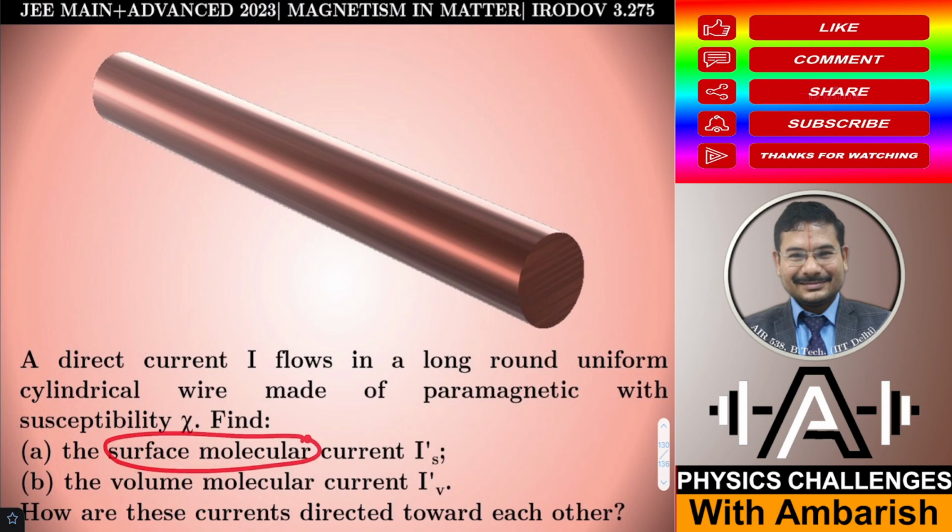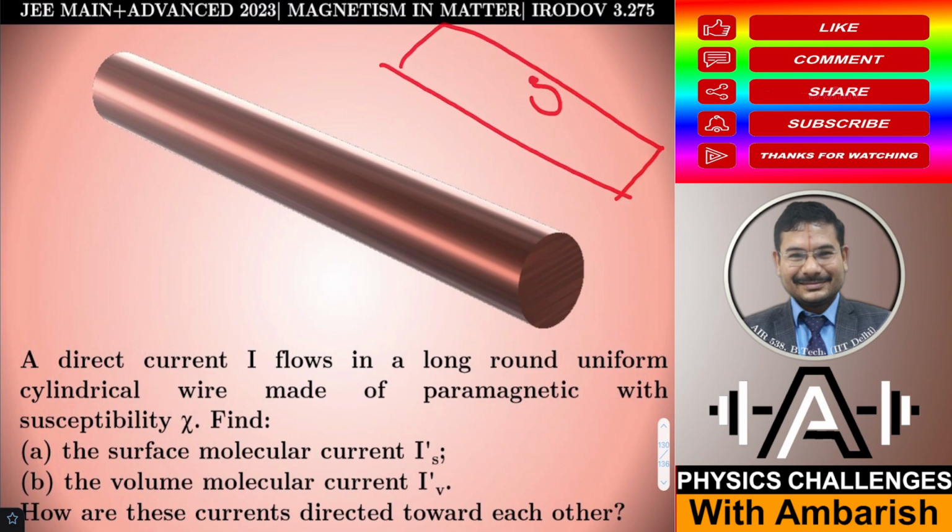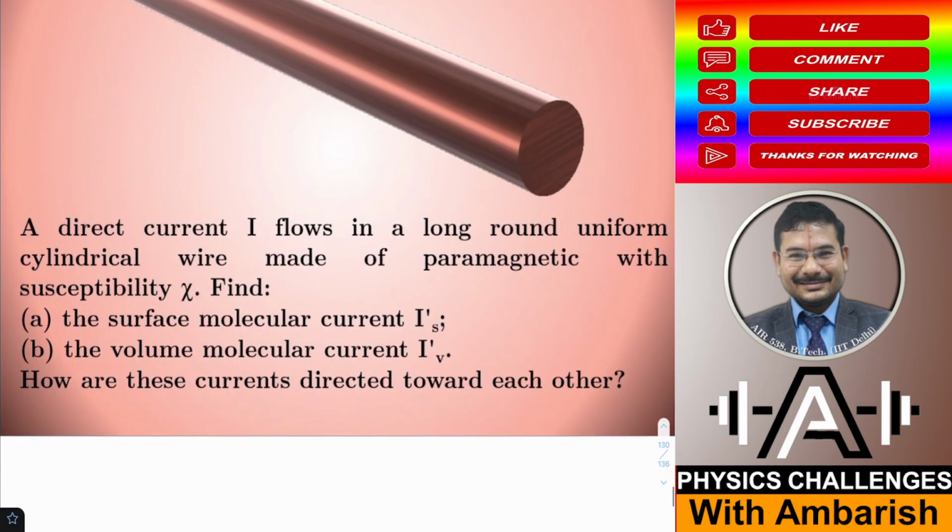Surface molecular current is the current due to magnetization, apart from the current that we have flown using a battery. So there are some additional currents that we need to find out. If you see in the top view, there may be some currents flowing like this. We don't know, but there will be some surface currents, and volume molecular currents. And how are these currents directed towards each other?